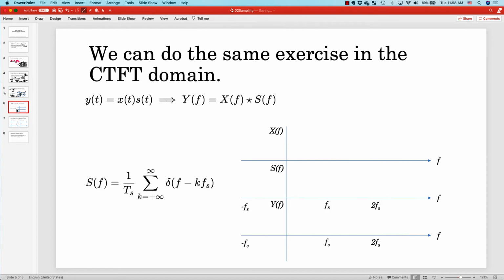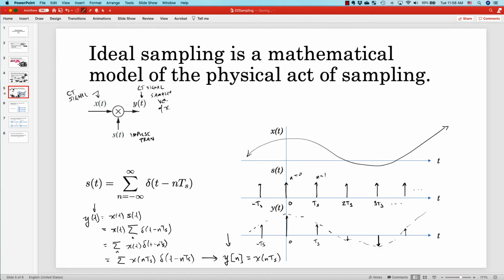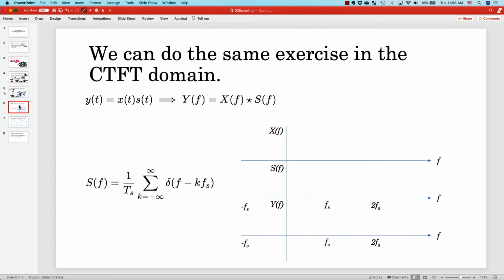So let's talk about everything that just happened, but do it in a different domain. This is actually going to be the easier domain. It's going to be hard for us to pick the exact Fourier transform of this signal because I just asked you to sketch it. So instead, we're just going to sketch a spectrum of this signal.